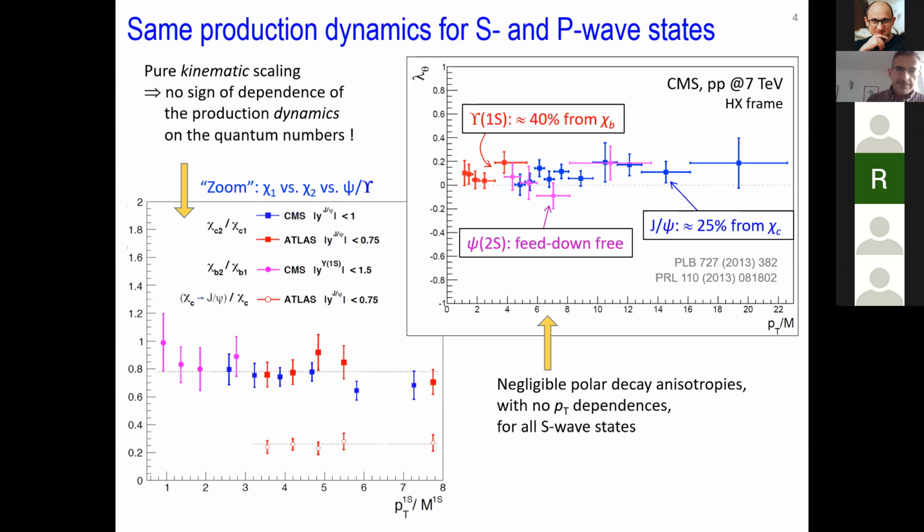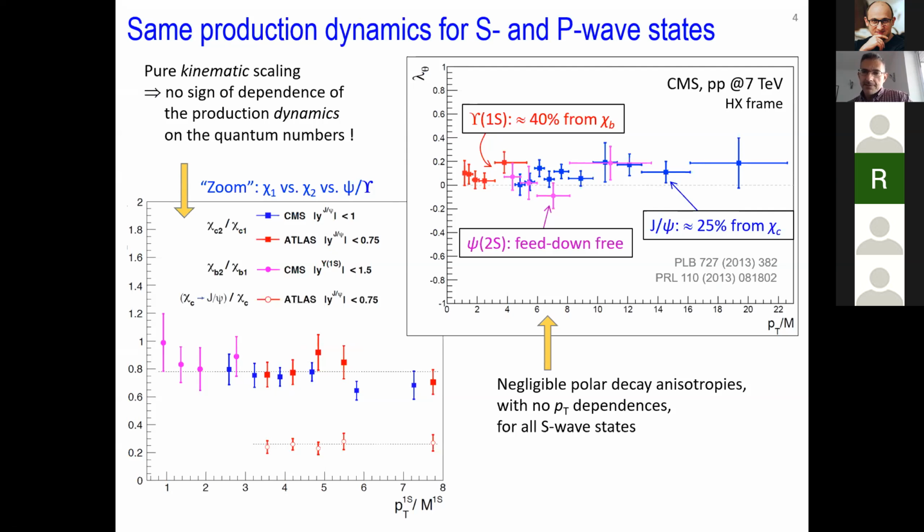And here, on the left plot, we make a zoom, so to say, to the case of chi production, because we plot the ratio of chi C2 over chi C1, chi B2 over chi B1 as a function of PT over M, and also the ratio chi C over J psi measured by Atlas. And you see that they are completely flat. So this is another visual confirmation of this PT over M scaling.